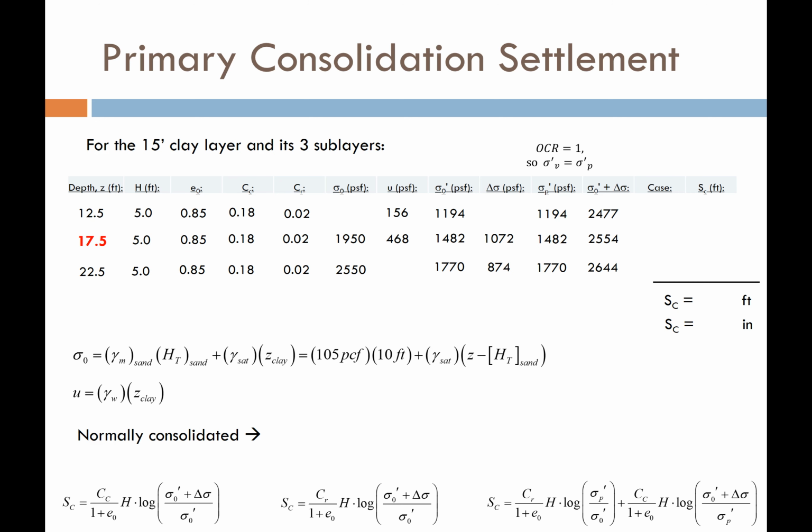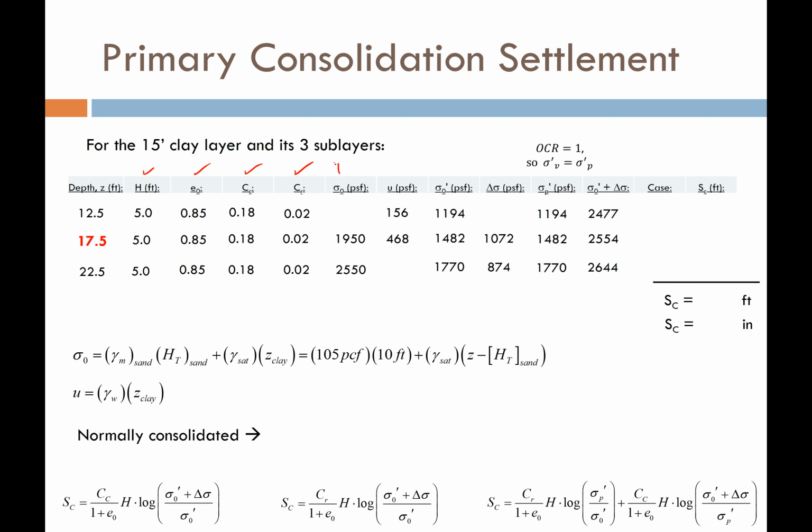So now let's go to our settlement table. I've taken the time to fill in most of this table, but I left a couple of blanks just to show you the different things that I'm computing. Now remember, thickness, initial void ratio, the compression index, the recompression index, those were all given to us, and that's why they're all filled in here.